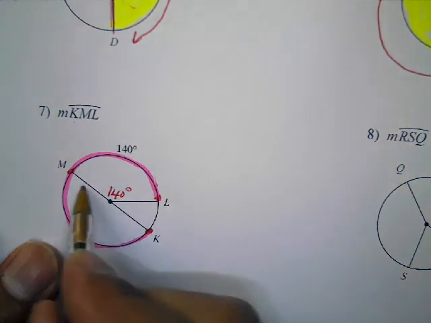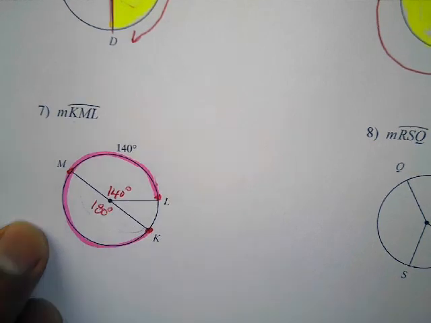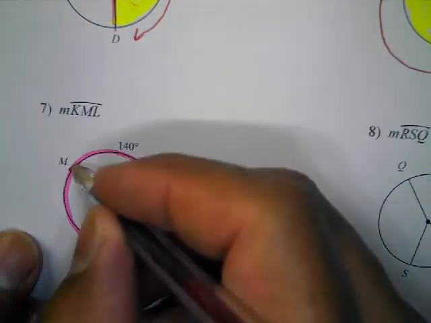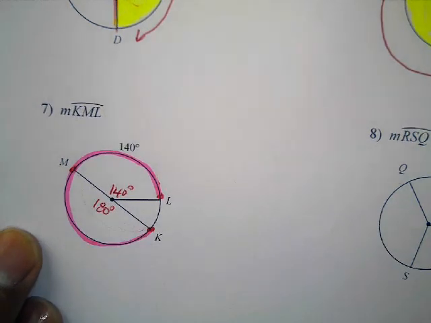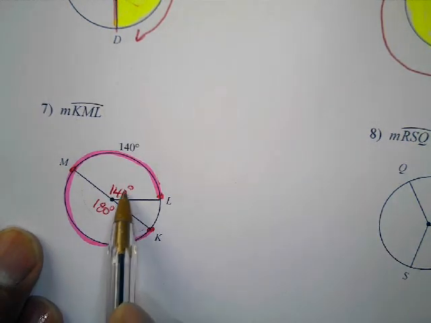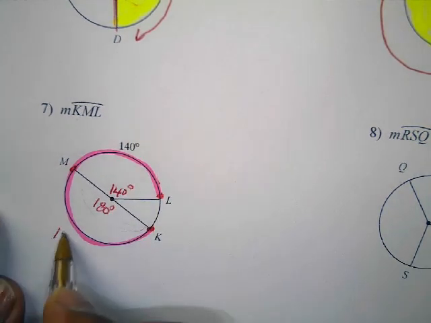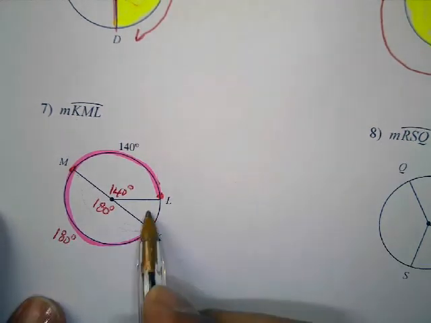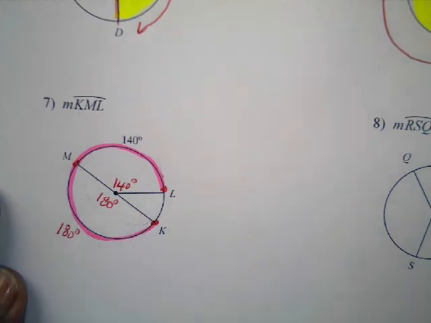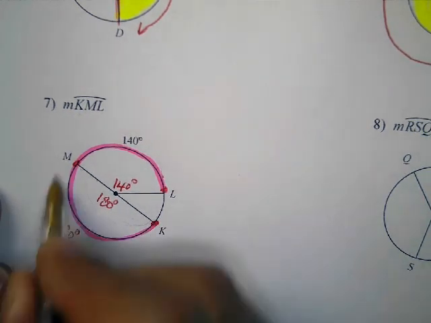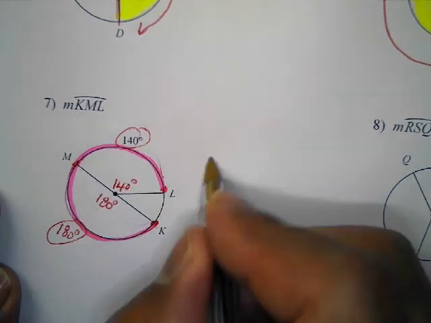If this is 140 from here to here, that means this angle is 140. And I know this whole bottom half here is 180 because that's half. That's a diameter, right? That's a straight line on this side. And that's it. I add this with this, right? Because if this is 140, this is 140. If this is 180, this is 180. I really don't need this piece, even though I can find it. I know it's 40 degrees, but I don't need it.